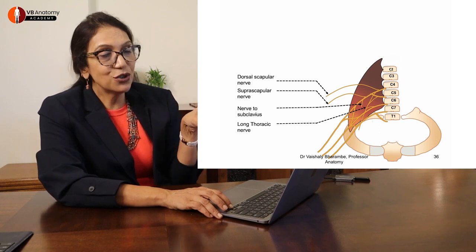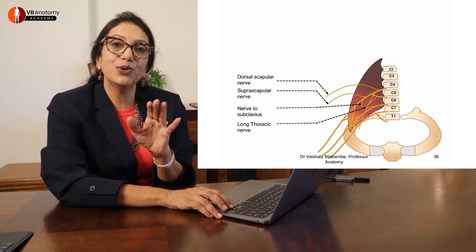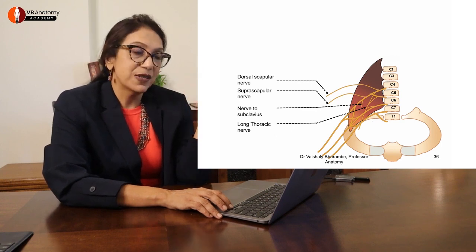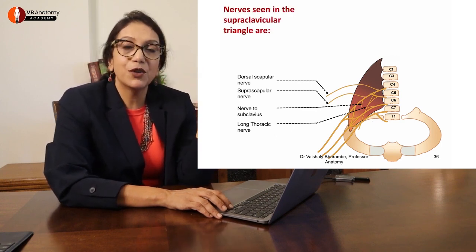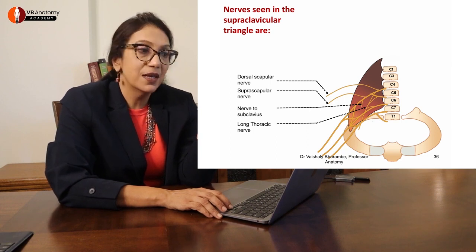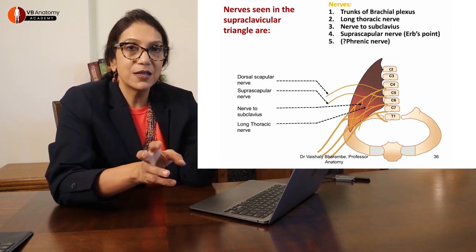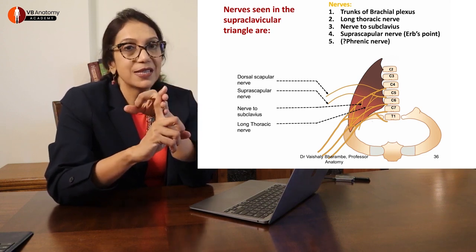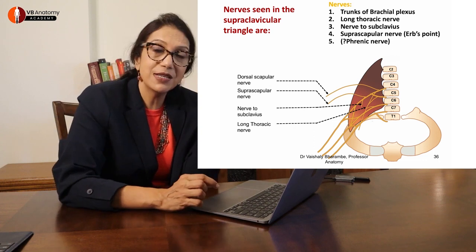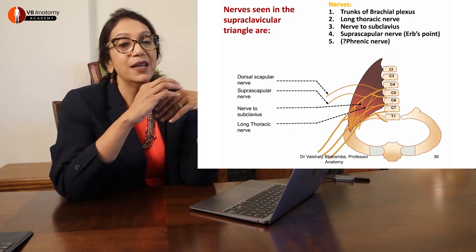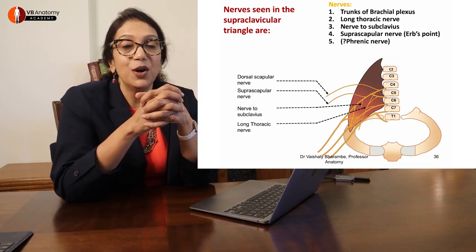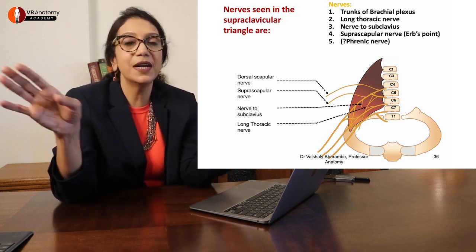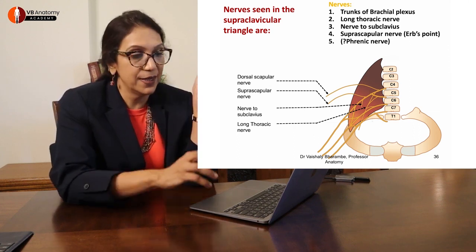Now imagine which of these are actually coming in your supraclavicular triangle. Group them together. So summarize, nerves seen in supraclavicular triangle are as follows. Trunks of brachial plexus, long thoracic nerve of Bell, nerve to subclavius, and suprascapular nerve. Why not the dorsal scapula? Because it's going higher and will be seen in which triangle? Occipital triangle. Brilliant. So we are done with the nerve content of supraclavicular triangle.